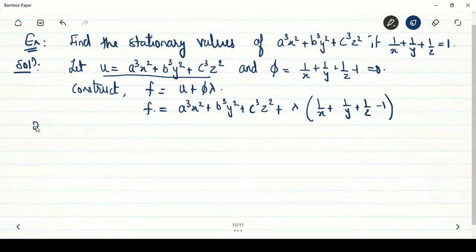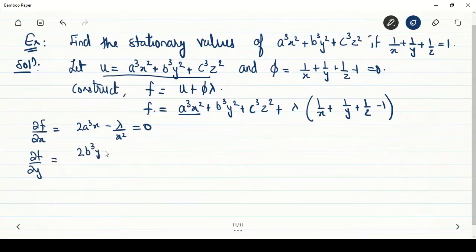Now we will find the partial derivative of f with respect to x. This will be 2a cube x minus lambda upon x square, and we equate this to 0. Similarly, the partial derivative of f with respect to y gives 2b cube y minus lambda upon y square equals 0, and the partial derivative of f with respect to z is given by 2c cube z minus lambda upon z square equals 0.